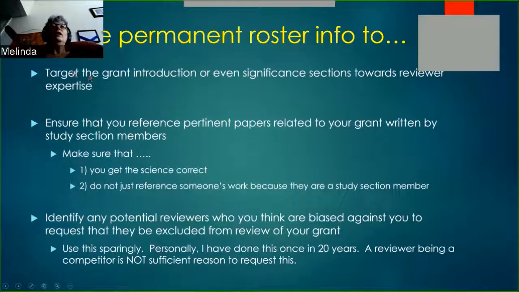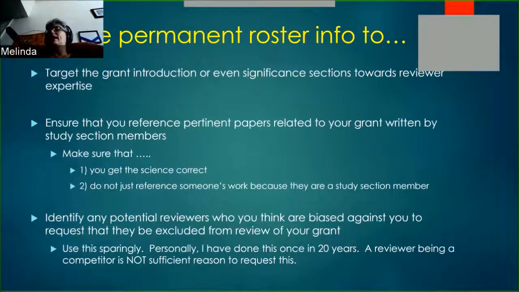Now, the other thing you use that permanent roster info for is to identify any potential reviewers who you think are biased against you, to request they be excluded from the review of your grant. So if you honestly think that somebody is unethical, somebody has done things to show they are actively antagonistic to your research, you can consider excluding them. However, you have to use this sparingly.